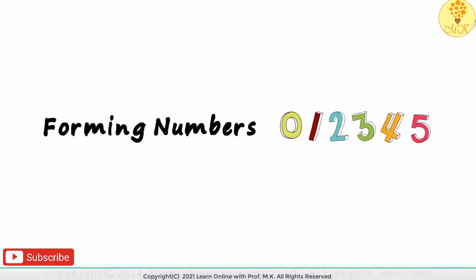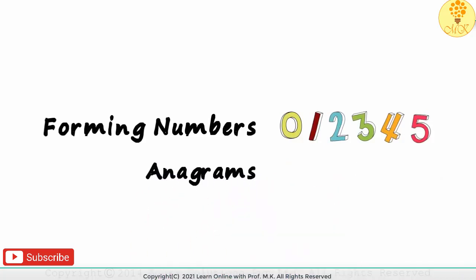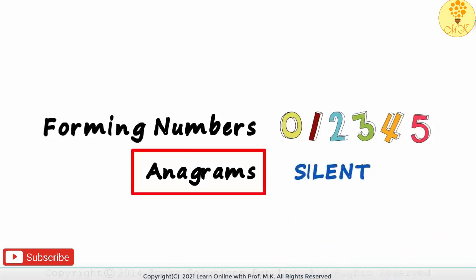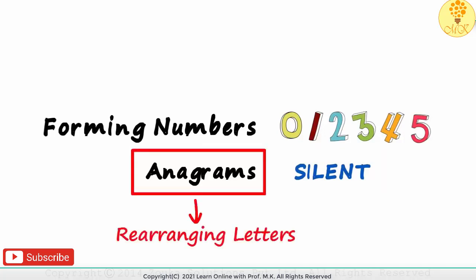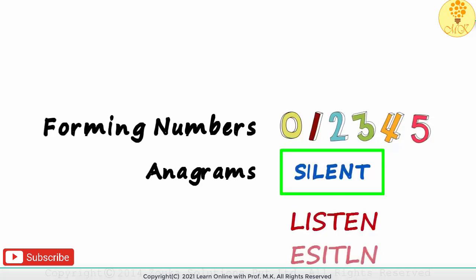Next, we might be asked to form anagrams. Here, we will be given a word like silent, and asked for the number of anagrams we can form with these 6 letters. An anagram of a word can be formed by simply rearranging its letters. An anagram of silent would be listen. Another anagram would be ESITLN. What does it mean? Nothing. It's a meaningless anagram. It won't work in Scrabble.